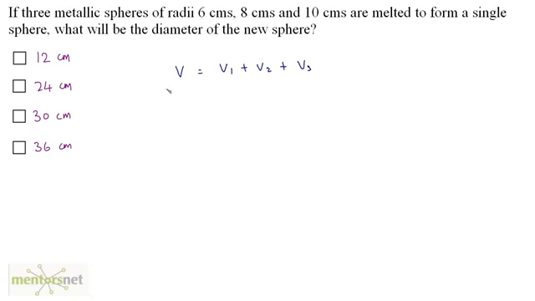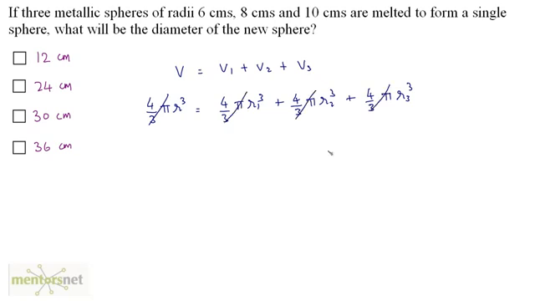So the volume of this big sphere is equal to 4/3 pi r cube, where the radius is r. Right? So this is equal to 4/3 pi r1 cube plus 4/3 pi r2 cube plus 4/3 pi r3 cube. Right? Now I can divide this complete equation by 4/3 pi so that this 4/3 pi cancels out. Okay? So I can write r cube is equal to r1 cube plus r2 cube plus r3 cube.